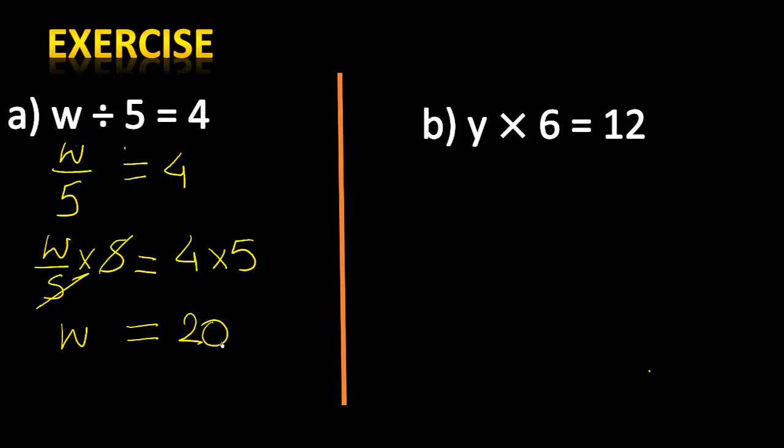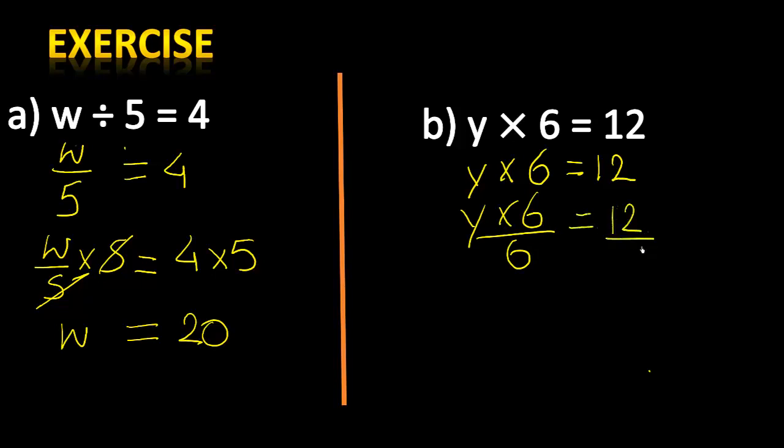Our next exercise is y times 6 is equal to 12. So the first step would be to write the equation again. y times 6 is equal to 12. Now we'd divide it by 6. y times 6 divided by 6 is equal to 12 divided by 6. The next step would be that we would have to cancel out 6 and 6. And 6 and 12 would cancel out, leaving 2 behind. So y is equal to 2.